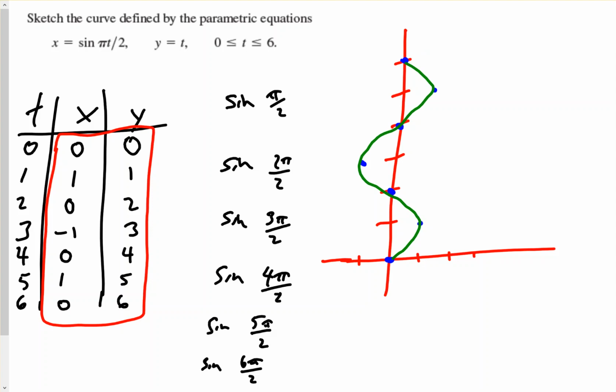Okay, when t is equal to 0, we're here. When t is equal to 1, we're here. When t is equal to 2, we're there. When t is equal to 3, when t is equal to 4, t is equal to 5, and t is equal to 6. So we're going like this. And that's the motion of it. Okay.